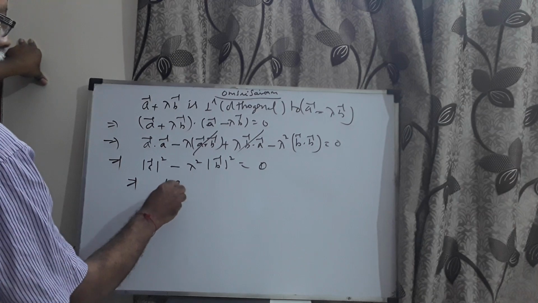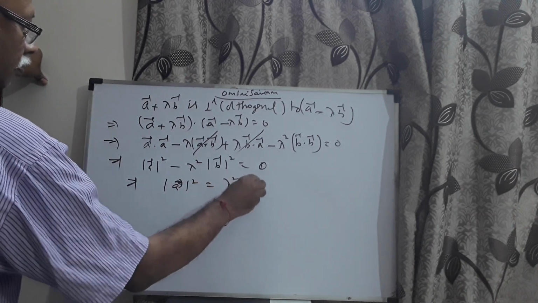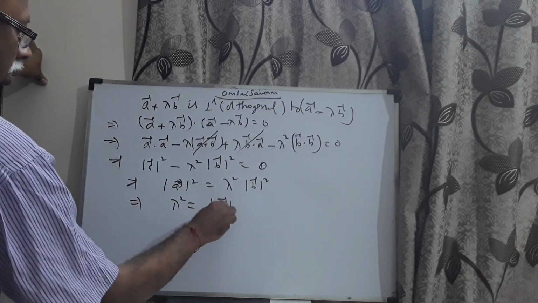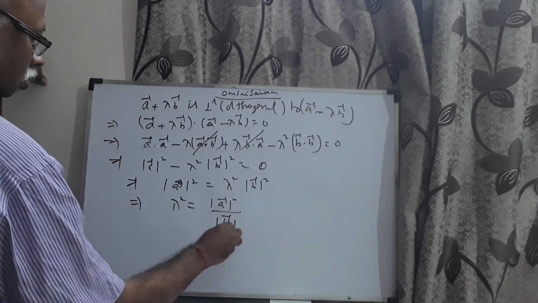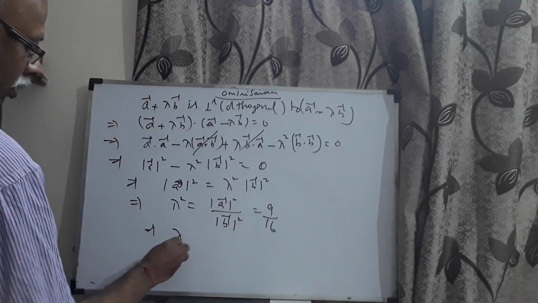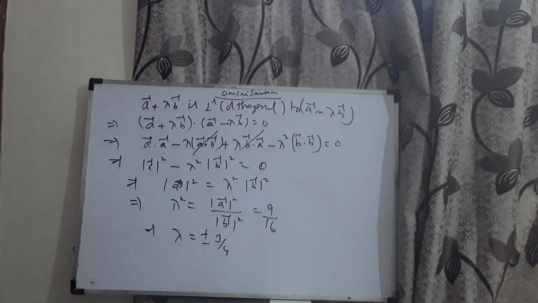imply mod A square is equal to lambda square mod B square, which will imply lambda square equal to mod A square by mod B square, which is equal to 9 by 16, which implies lambda is equal to plus or minus 3 by 4. I can have negative value also. I should write plus or minus 3 by 4. If anybody writes only 3 by 4 or only minus 3 by 4, it is not correct.